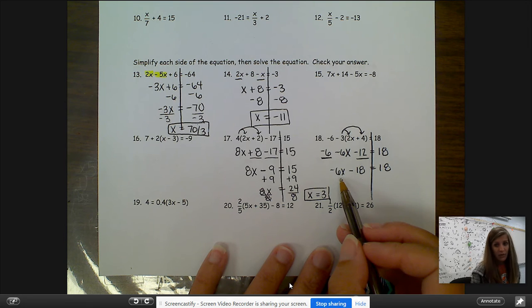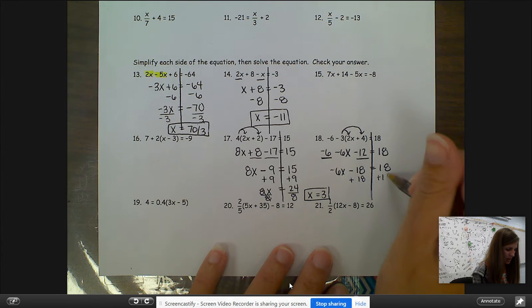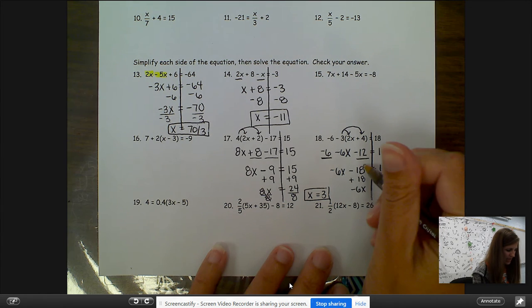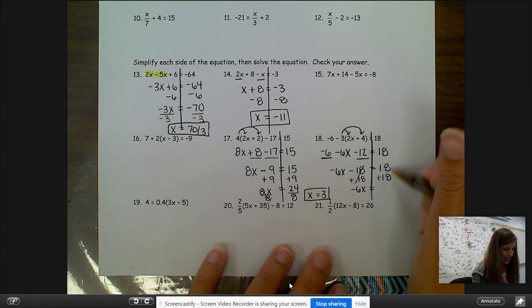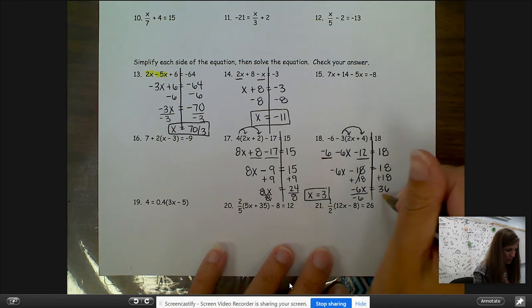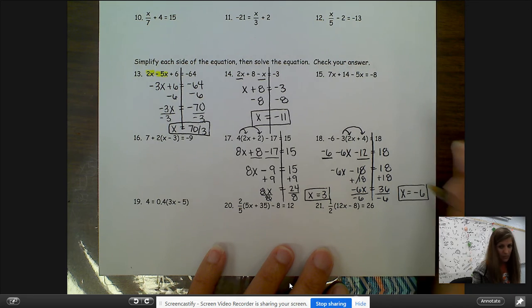And when we solve, we want to get rid of addition or subtraction first. So I'm going to add 18 to both sides. Bring down my -6x because that's 0. And then 18 and 18 is 36. And then divide -6 on both sides. So x is -6.